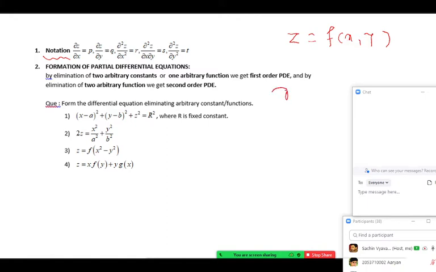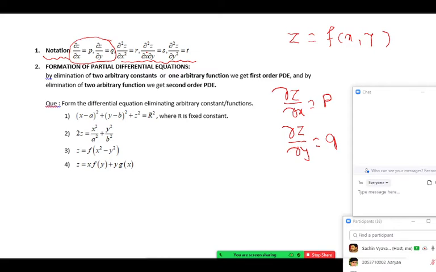When we differentiate partially with x, we say dou z by dou x. We denote this partial derivative by the letter p. So small p indicates dou z by dou x. Similarly, small q indicates dou z by dou y. This is the notation we use for partial derivatives. P and Q are the first order partial derivatives. The remaining three are dou 2z by dou x square, denoted by R, dou 2z by dou x dou y, which is S, and dou 2z by dou y square, which is T. These are the second order differential coefficients. In short, we denote PQRST for first order plus second order partial derivatives.